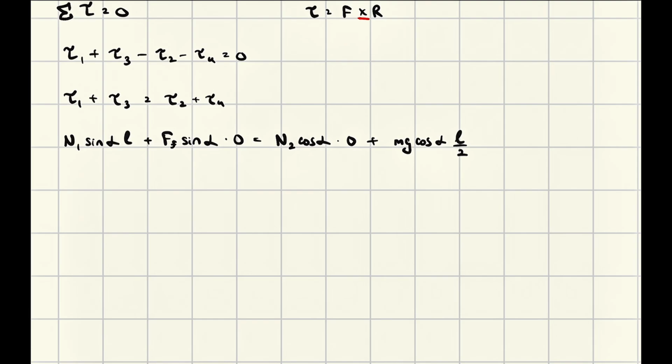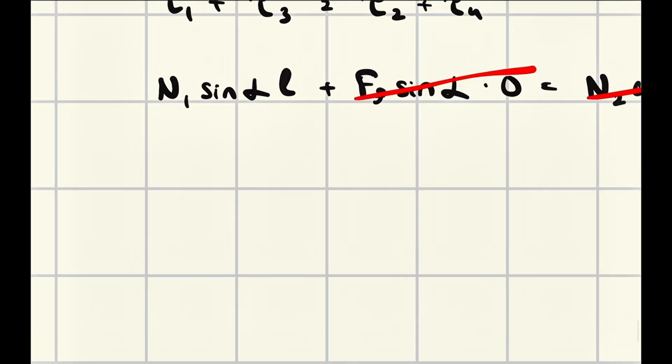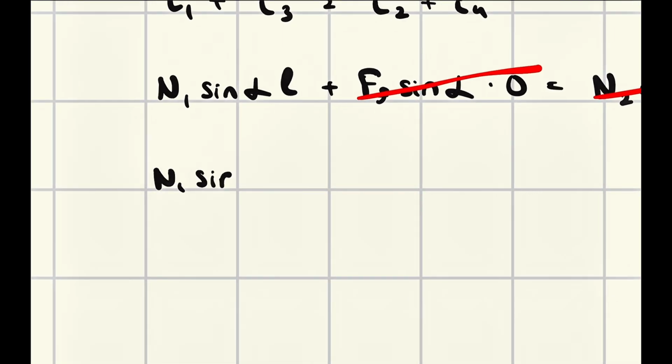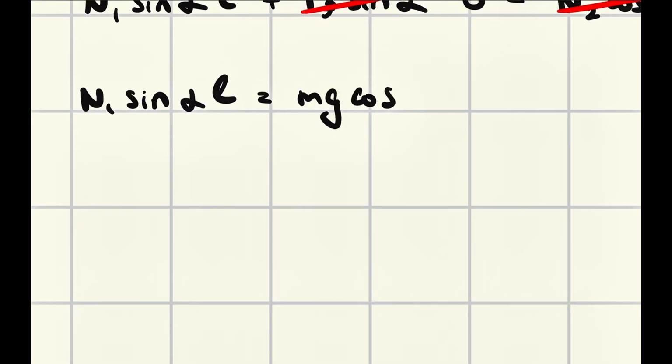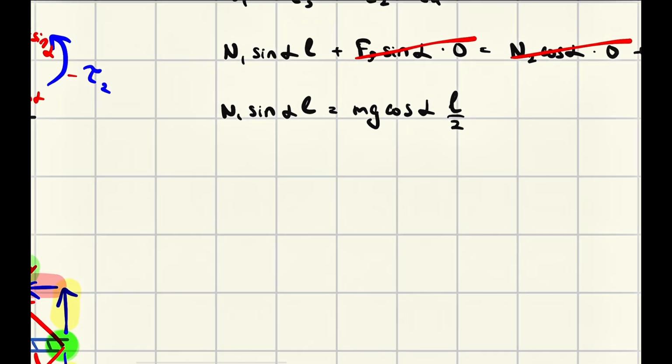Okay, so I can take this thing away. It would be just what? N1 sine alpha L equals what? mg cosine alpha L divided by 2. Good.